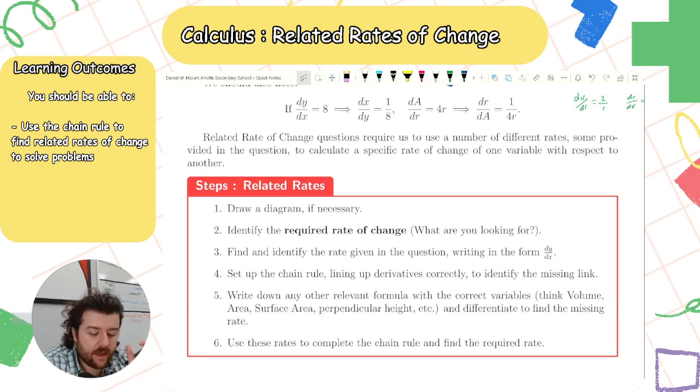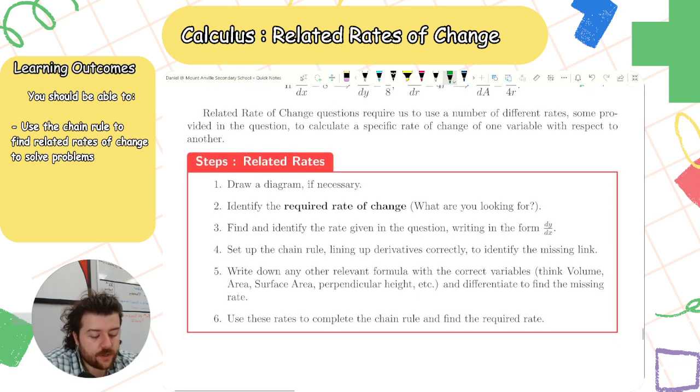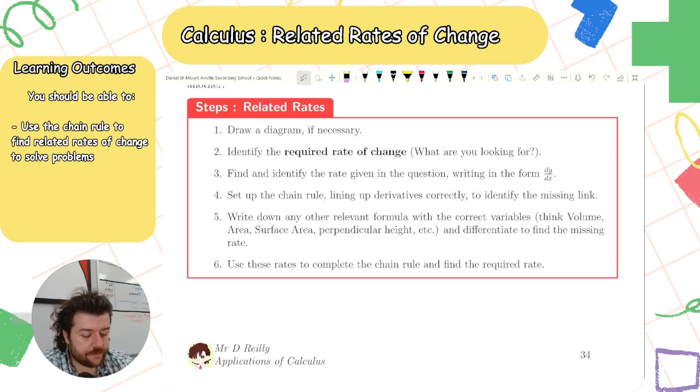Questions like these require you to use a number of different mathematical concepts and ideas. Some provide the rate in the question, and for others you have to use a formula to find another rate that you're looking for. But anyway, how do we do a related rates of change question?